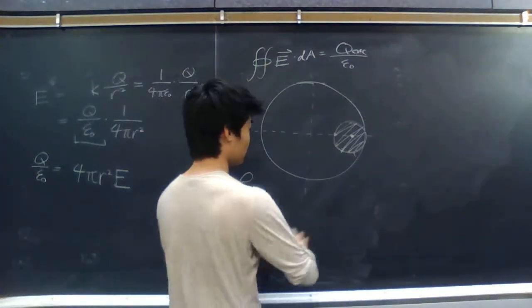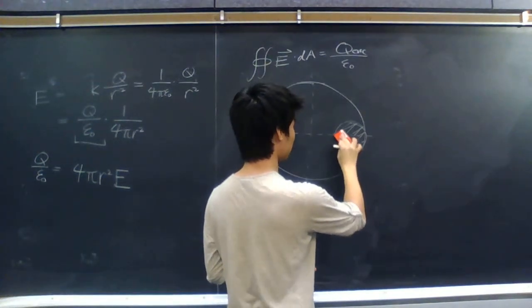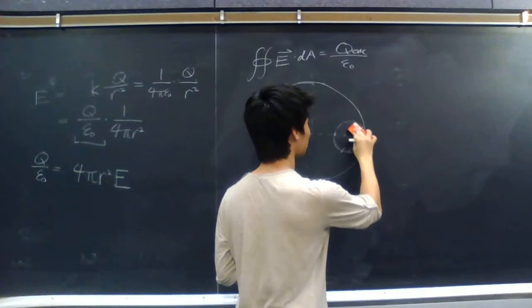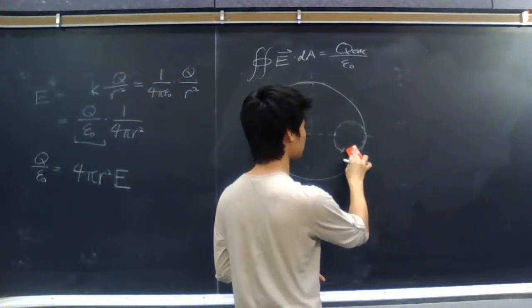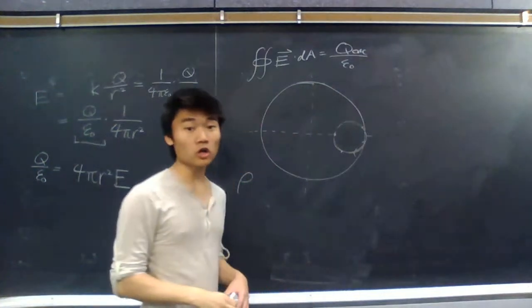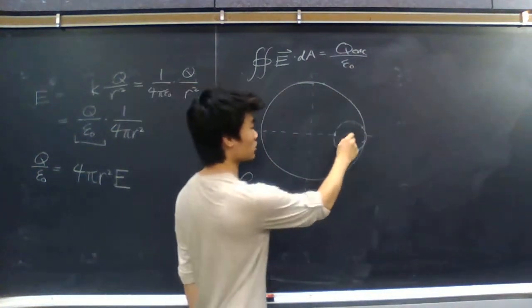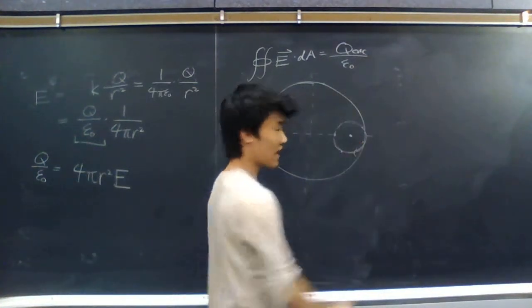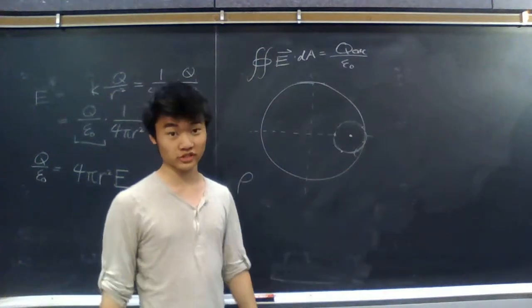So let's show what I mean by that. Basically, I have a solid sphere, and I've hollowed out a portion of it. Now I want you to find me the electric field at the center of this hollow portion of our sphere.